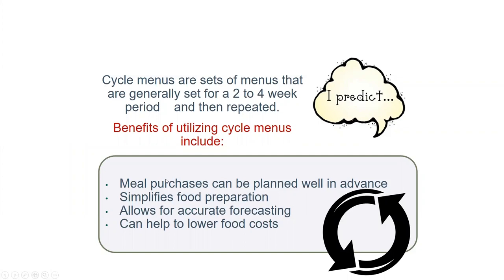So let's talk a little bit about cycle menus. Cycle menus are sets of menus that are generally set for a 2 to 4 week period and then repeated. There are major benefits to using cycle menus, and they include the following. Meal purchases can be planned well in advance. It can simplify food preparation, allows for accurate forecasting, and can help to lower food costs.